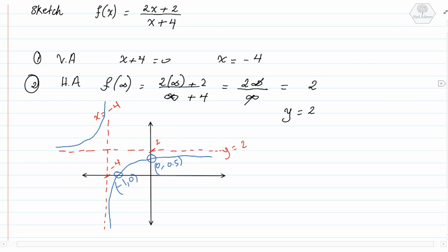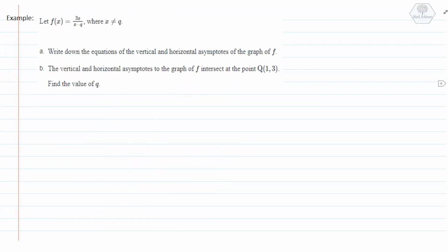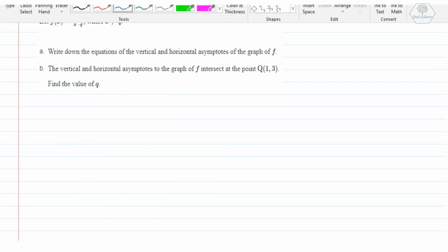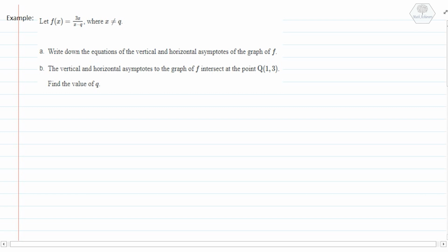Now we can go to solve a question on a function from the question bank. In this example, I have f of x is equal to 3x over x minus q, where x is not equal to q. Write down the equations of the vertical asymptote and the horizontal asymptote of the graph.